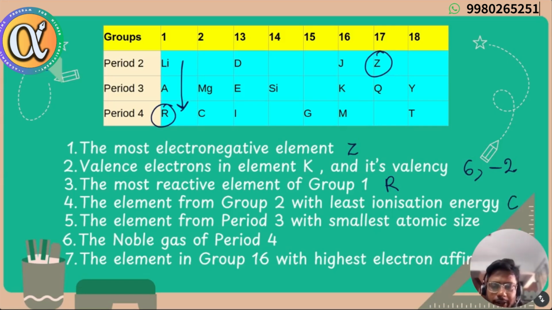The element from period 3 with the smallest atomic size. The atomic size decreases across a period, right? Smallest size, A? No, think again. It's Q, because in any period, the halogens are the smallest. So you need to keep all those rules in your head. Yes, Q. Okay.